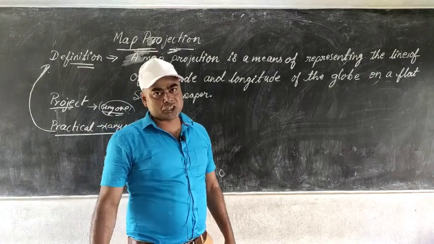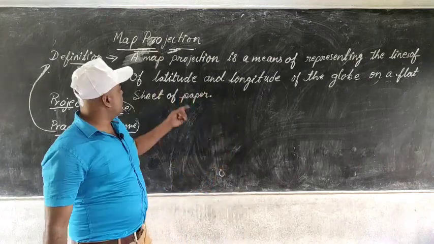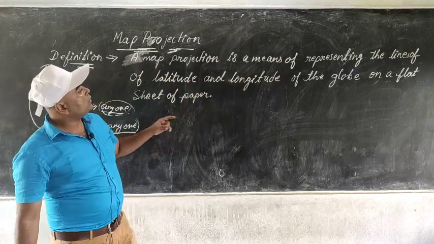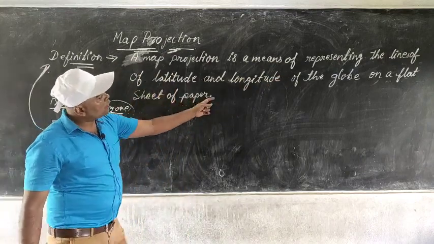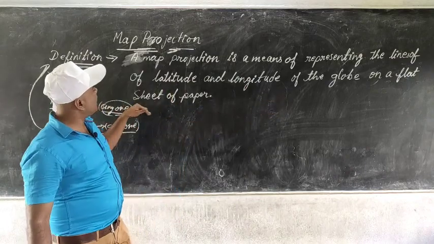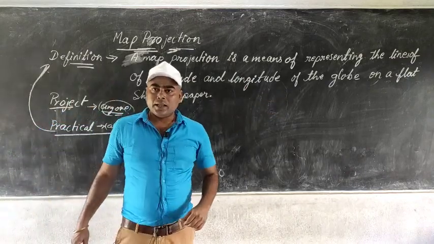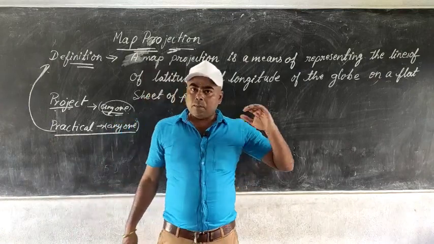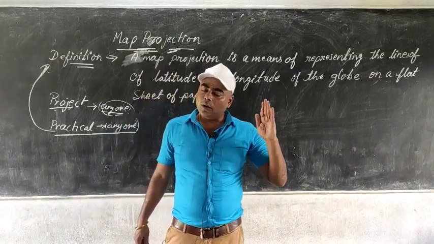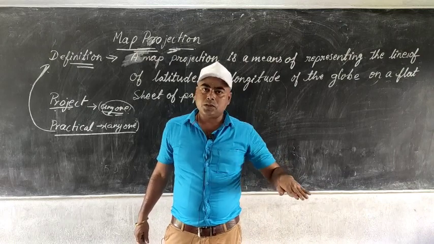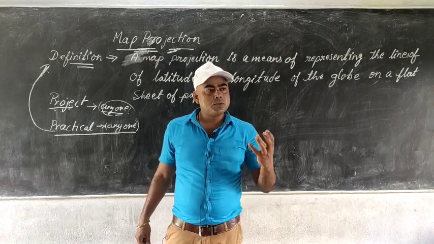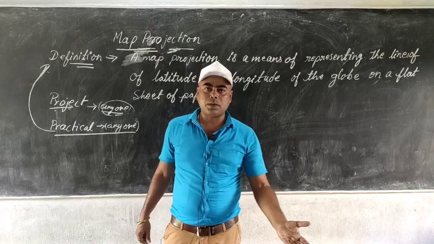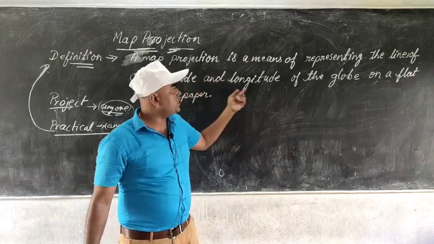Now what is map projection? The definition says a map projection is a means of representing the lines of latitude and longitude of the globe on a flat sheet of paper. That means map projection is helping us to mark accurate latitude and longitude on the flat piece of paper. As we know that Earth is of spherical shape, and when we are drawing it on a flat piece of paper, this map projection is helping us.